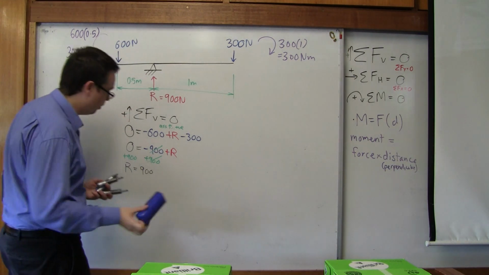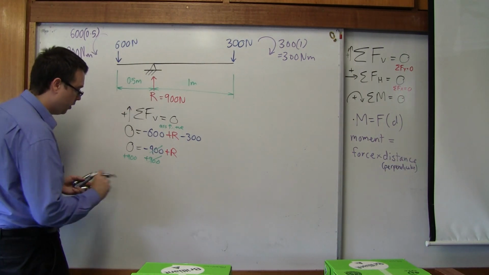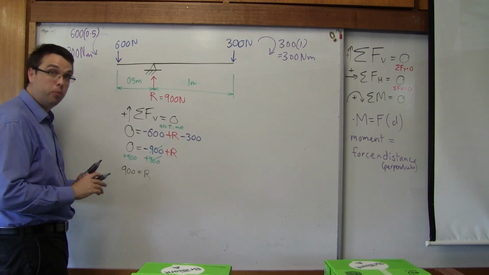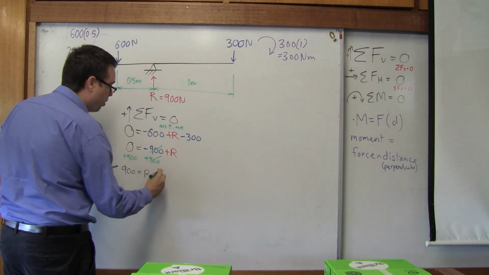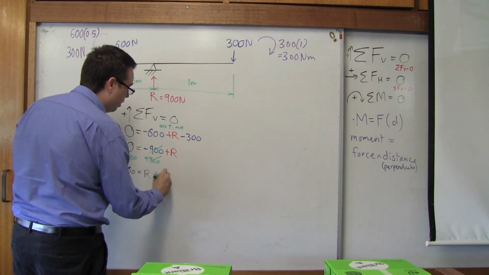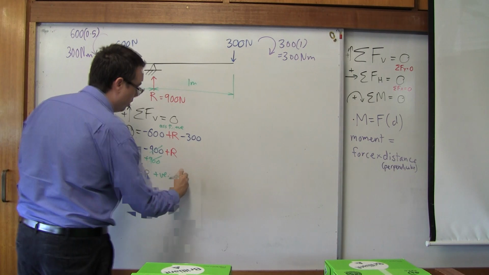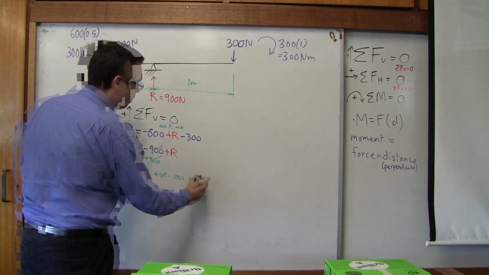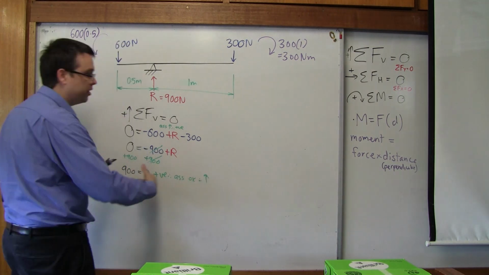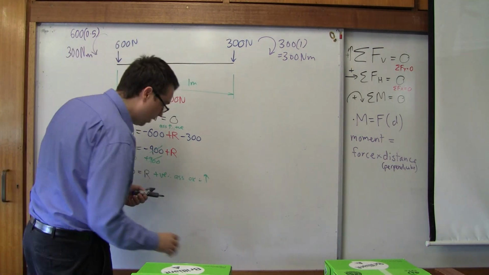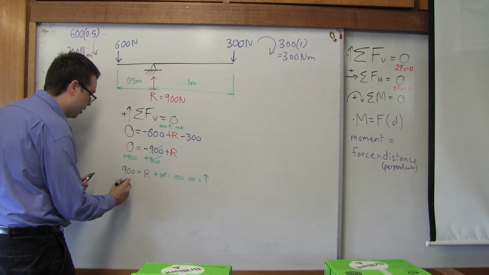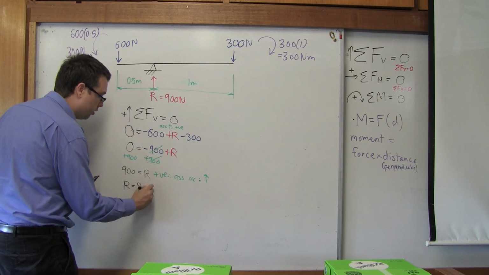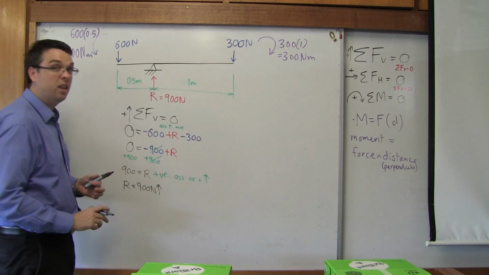I'm actually going to write one extra step. If we add 900, 900 equals R, and R is positive. We've proven that R is positive, so our assumption was okay. If it's not okay, we usually write NG for no good. It's okay, therefore it is in fact going up. Our assumption that we made earlier was right. Again, you don't need to write that, but I find that it helps people. Therefore I can write R equals 900 newtons up. It's important to write the direction on there.